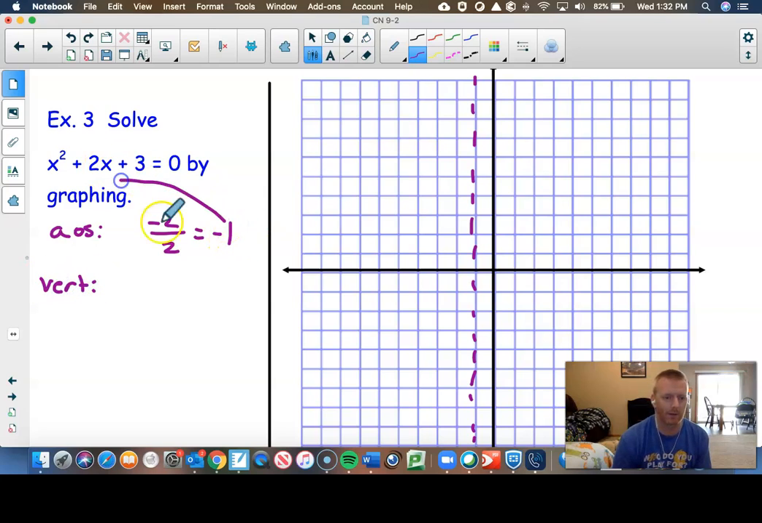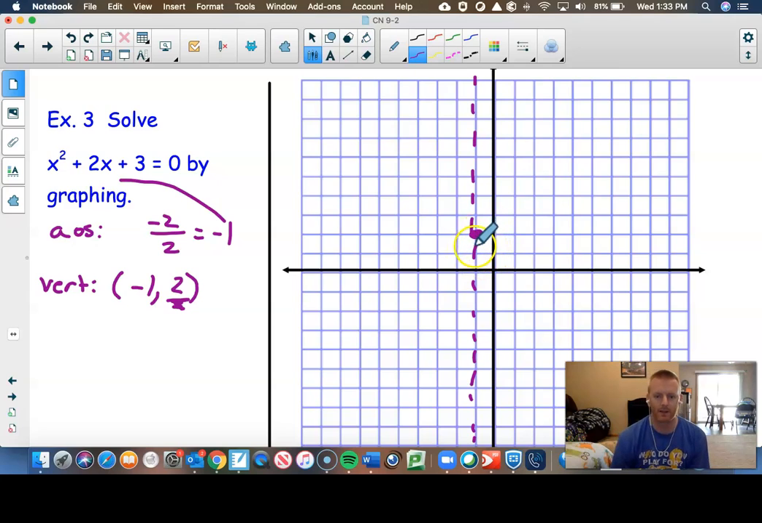So that gets plugged back in. So this is where you take that calculator again and you put in your parenthesis, negative 1 squared, and then plus 2 parenthesis negative 1, and plus 3. Now when I did that, I got the answer of 2. So I have the ordered pair of negative 1, 2. 2 was the y value, so I'm going to go to the left 1, up 2.